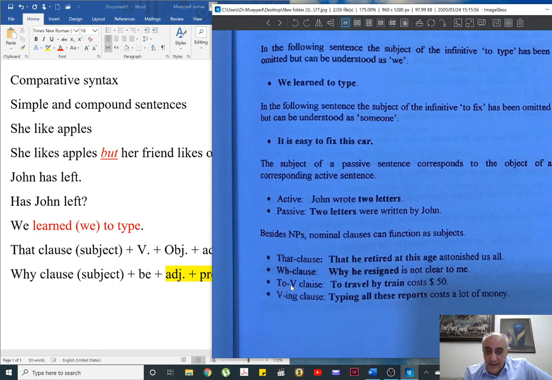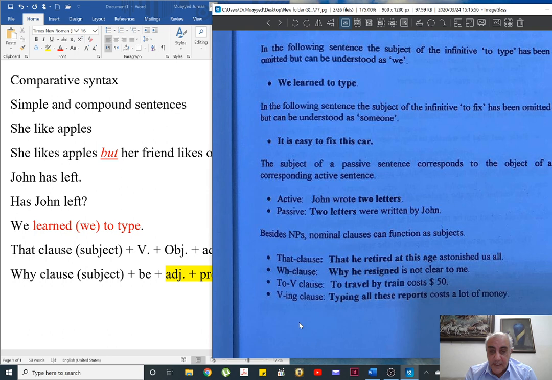Infinitive. To travel by train cost so and so. To travel by train all together is the subject. Okay, هاي موجودة بالbold. To travel by train. ليش نسميها هاي infinitive clause؟ لأنه starts with infinitive اللي هي to plus the base. وهذا by train is a preposition plus object of preposition.